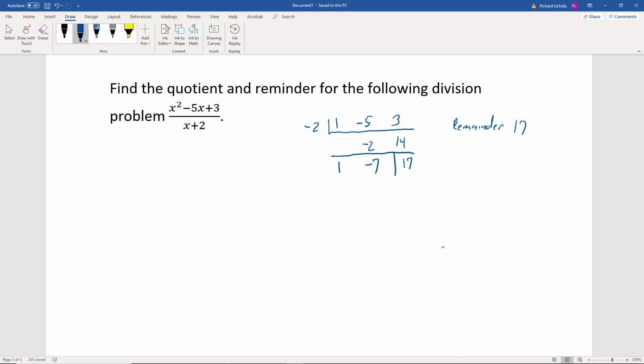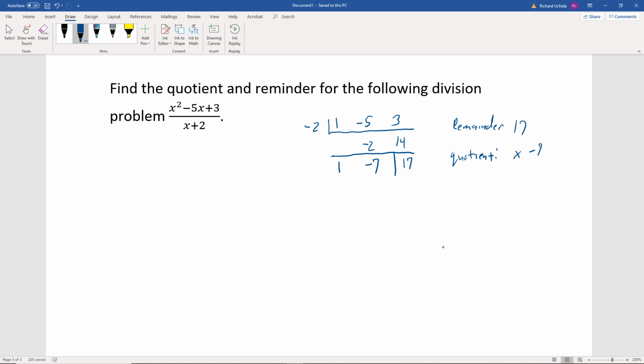And our quotient, these are the coefficients of the quotient, where the first term after the remainder is a constant, so that would be the negative 7. Then the next term would be the coefficient for the x, so that would be 1x or just x. And if there had been more, let's say if it was like 2, then it would have been 2x squared, and so on. So this would be our quotient.